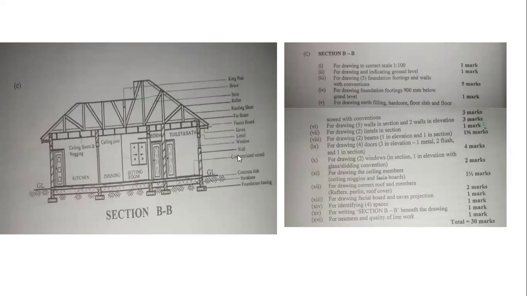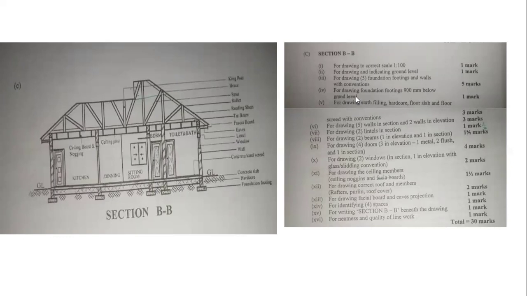So very, very important. Then going on to Roman figure 3, we have that for drawing 5 foundation footings and walls with conventions, 5 marks. So this is foundation footing 1, 2, 3, 4, 5. Then the walls with convention. This is 1 wall, 2, and then we have this to be 3. This is 4, and this is 5. So with conventions, 5 marks are awarded to that.